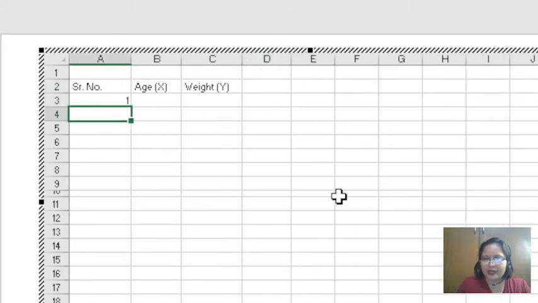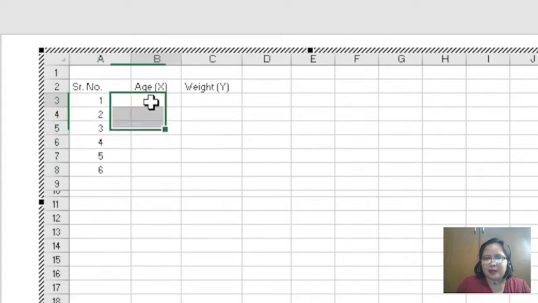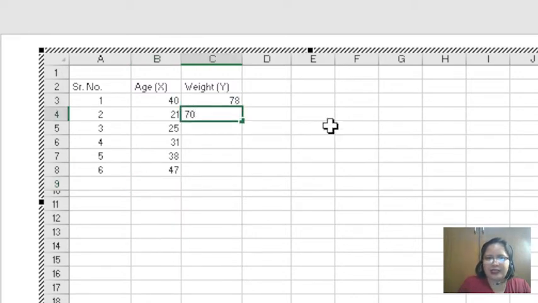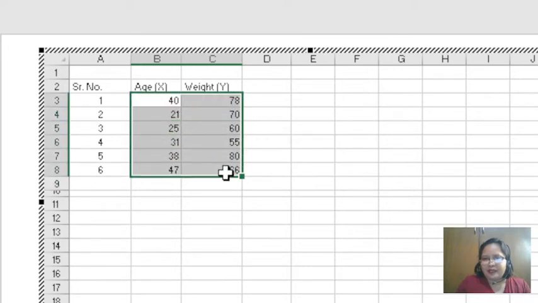So let's write 1, 2, 3, 4, 5, 6. Okay, because there are 6 people. And then the age is 40, 21, 25, 31, 38, and 47. Okay, while the weight is 78, 70, 60, 55, 80, and 66. Alright.